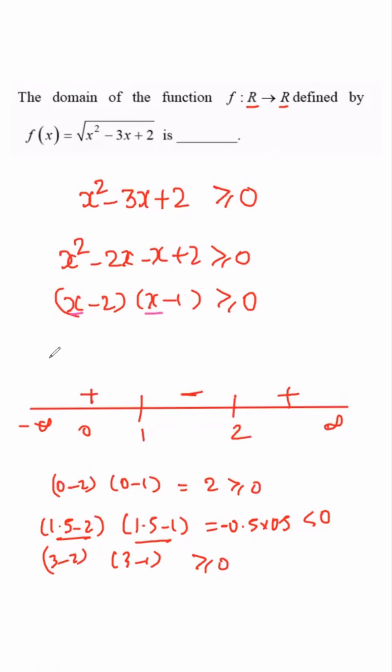So my domain is negative infinity to 1. Now see here, there will be a closed bracket because the equal to sign is also involved. Then union 2, because 2 makes it 0, 2 to infinity. This is our domain. If you plug in any value from this domain, you will always get a non-negative number here, and as a result, we'll get a real value for f of x.